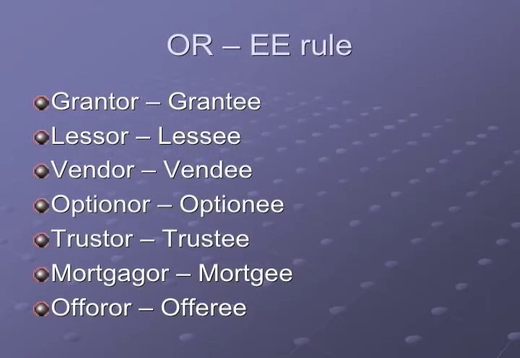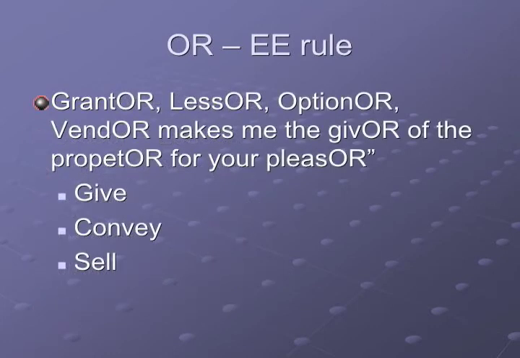Let's talk about the or-e rule. You will hear words like grantor, grantee, lessor, lessee, vendor, vendee, optionor, optionee, trustor, trustee, mortgagor, mortgagee, and offeror, offeree. And the list can go on. The gist of it is, the or is the giver, and the e receives. Say this to yourself over and over again. Grantor, lessor, optionor, vendor makes me the giver of the proprietor for your pleasure.